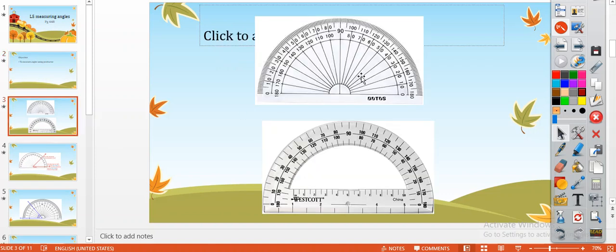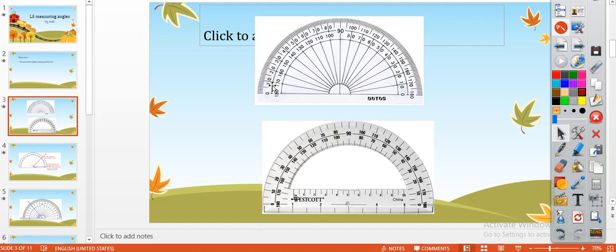This tool here is called a protractor. And as you can see here, those are two types of protractors. Here it is opened and here it has lines inside. So whether you have this protractor or this protractor, they both work.